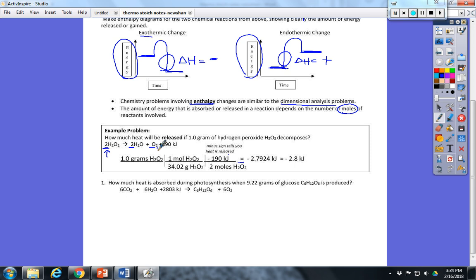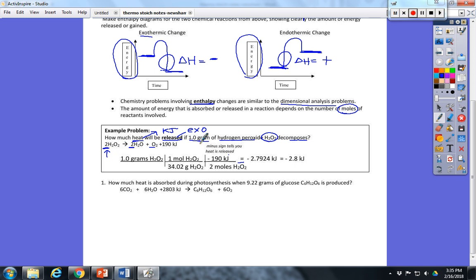So our example problem here today is how much heat. Now, heat unit is going to be in kilojoules. So basically it's asking how many kilojoules will be released. Released being our key word. Released tells us it's exothermic. So again, how many kilojoules will be released if 1 gram of hydrogen peroxide, and I gave you the formula for hydrogen peroxide, decomposes. And you'll notice that this is in fact a decomposition reaction.